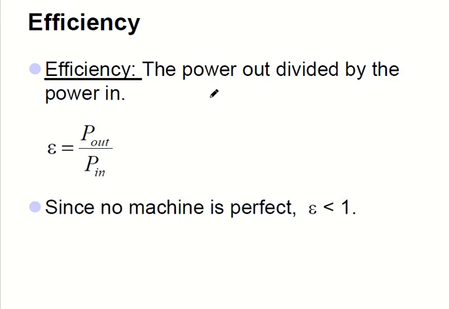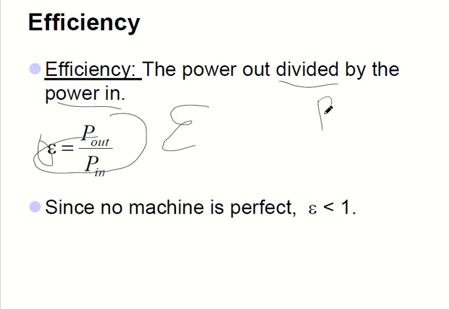So efficiency is the power out divided by the power in. In order for you to get the efficiency, you have to calculate the power in and power out. And then you divide power out by power in, and you will get your efficiency.